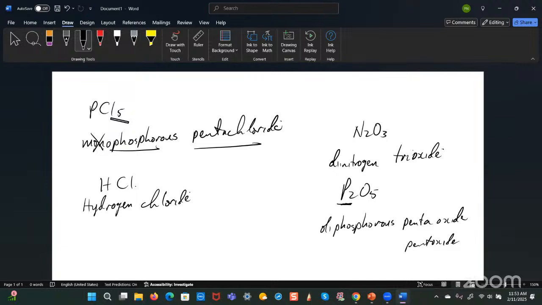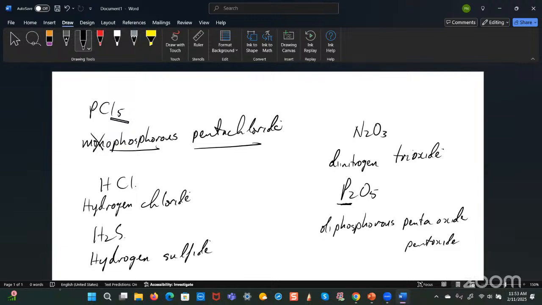Let me give another example. Suppose you're given H2S. The name of this compound is simply hydrogen sulfide and not dihydrogen sulfide. Again, no prefixes used. So those are the rules when it comes to naming binary molecular compounds.